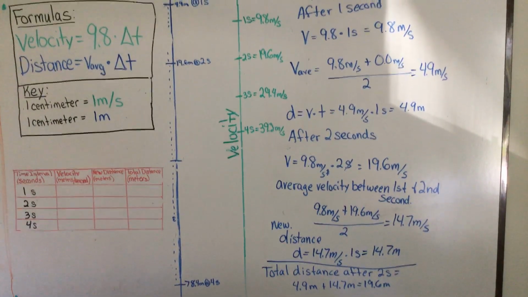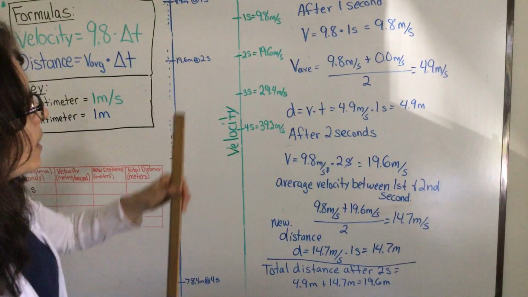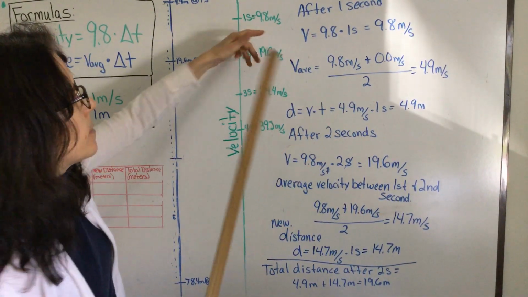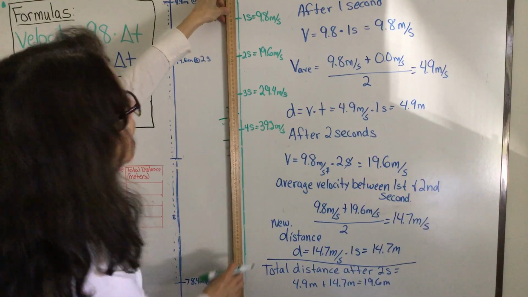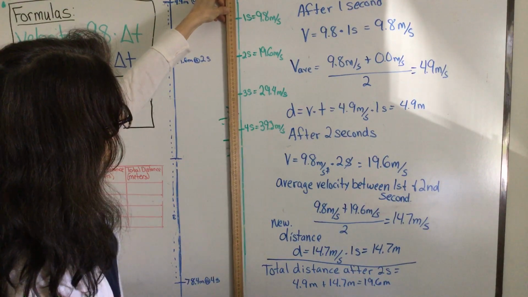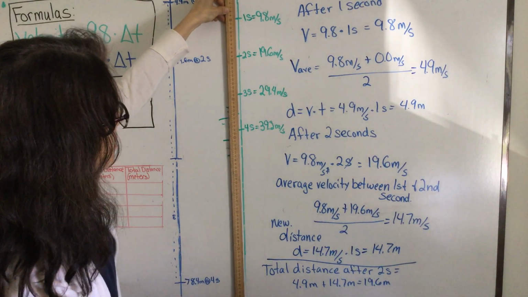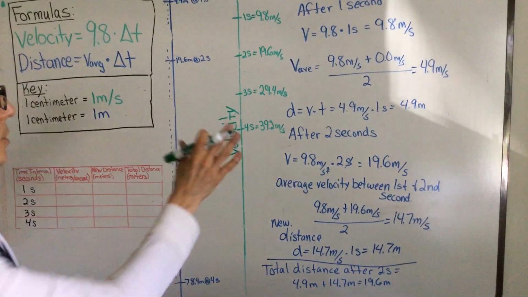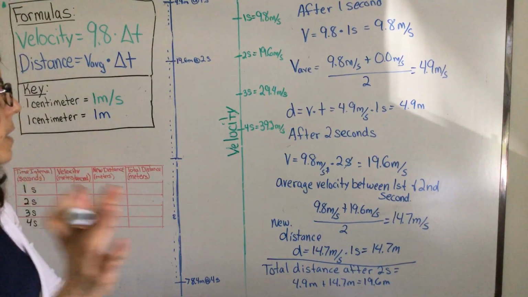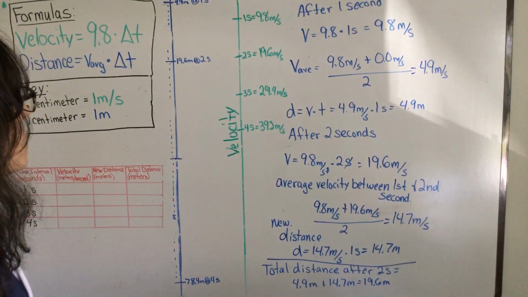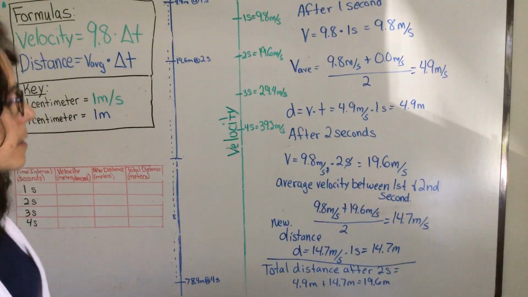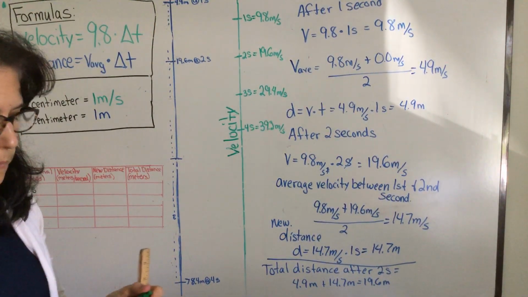All right, so you may need to pause, because if you write down 1 second equals 9.8 meters per second, you want to pause and measure that, so that everything ends up coming on the right mark. Once you're done with your velocity, then you want to turn back on the video. We're going to do distance. Distance is a little bit more tricky.